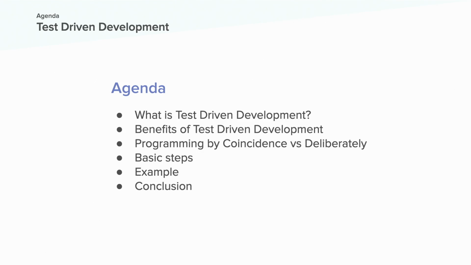All right, so just a quick agenda. Just to warm up your brains, we're gonna start off with what is test-driven development. Then we're gonna go over the benefits of test-driven development. Then I'm also gonna go over programming by coincidence versus deliberately. This is not a term I've come up with, but I think it very perfectly articulates why I think TDD can be so valuable. Then we're going to get into a practical example. So we're going to start with the basic steps of how you might approach doing TDD. I'm going to show you an example, and then we're going to have a conclusion. And you'll all be doing TDD by the end of this, I hope.